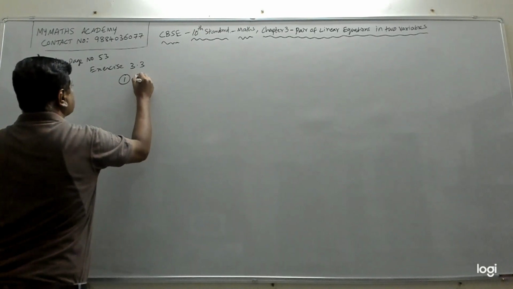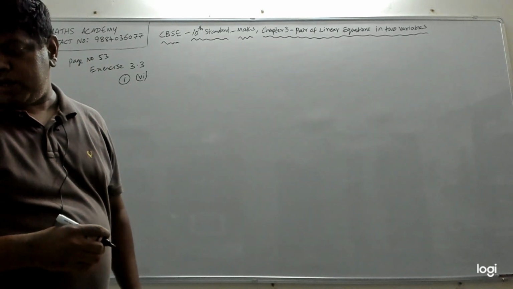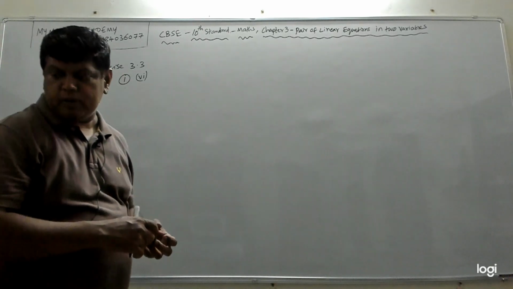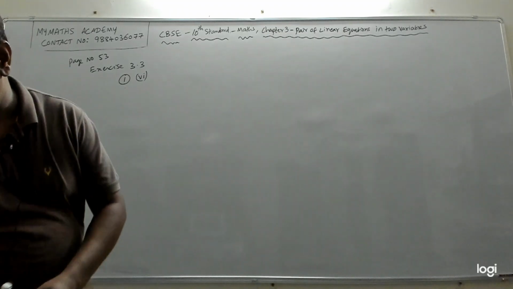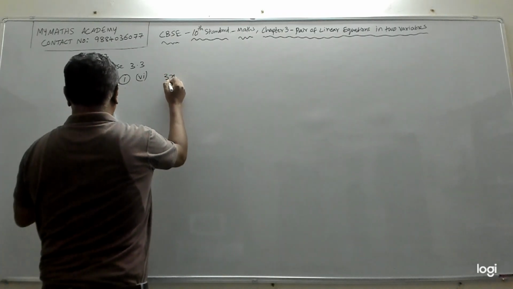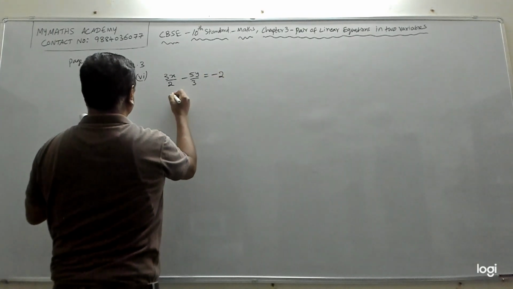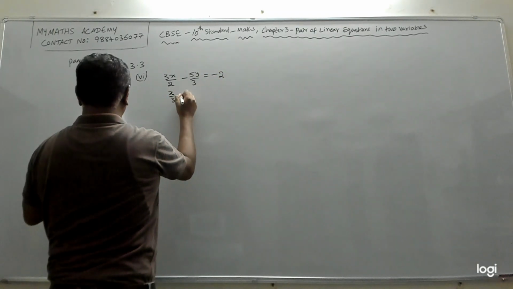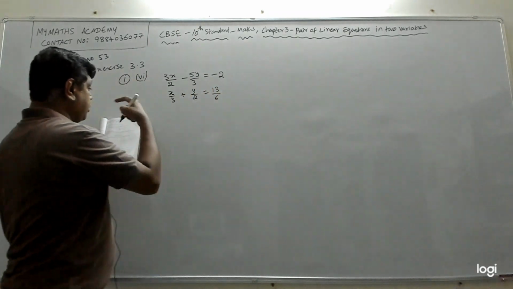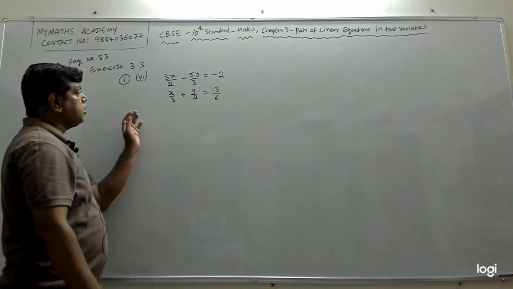Solve by substitution method. The equations given are 3x by 2 minus 5y by 3 equal to minus 2, then x by 3 plus y by 2 equal to 13 by 6. So we need to solve these two equations by the substitution method.